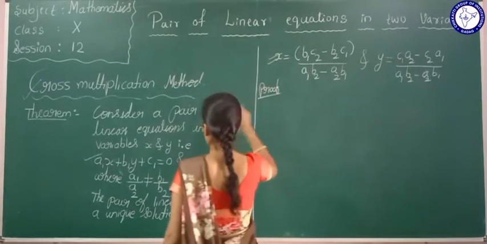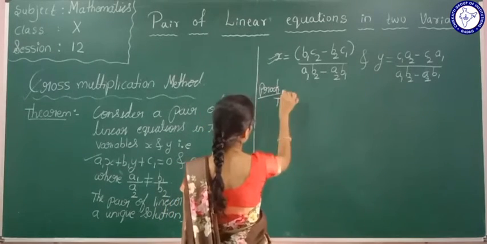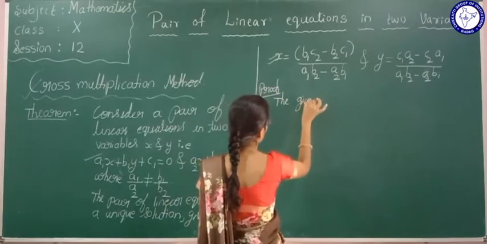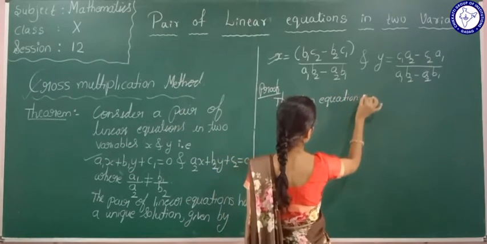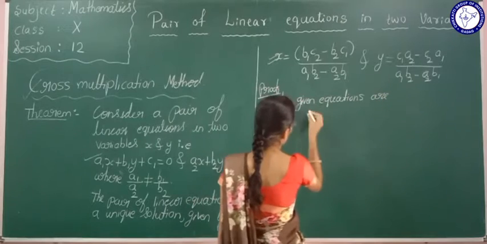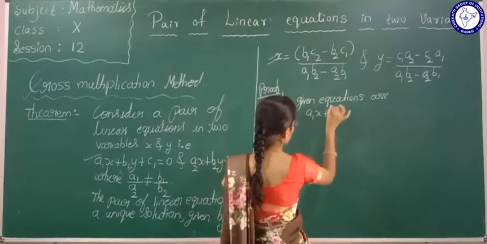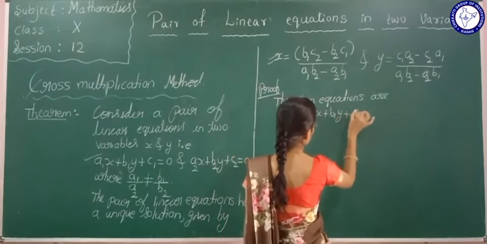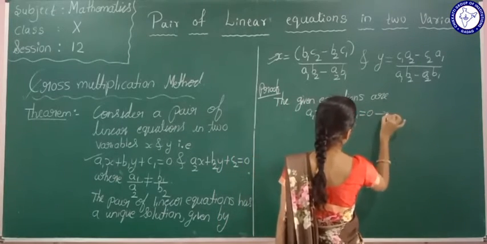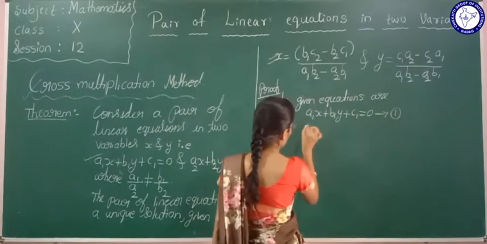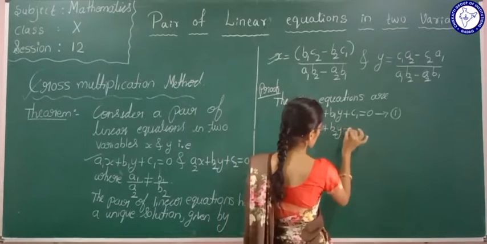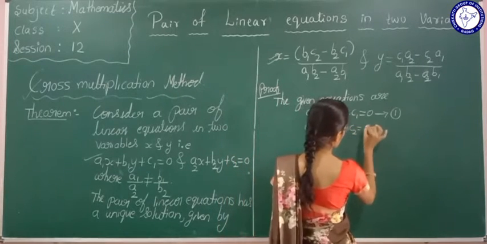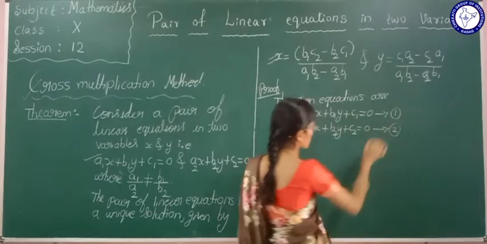See here, the given equations are a1x plus b1y plus c1 is equal to 0. Call this equation number 1. a2x plus b2y plus c2 is equal to 0. Call this equation number 2.